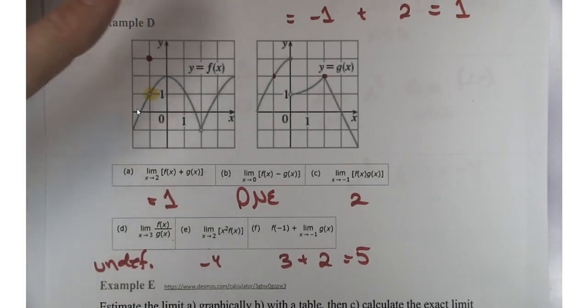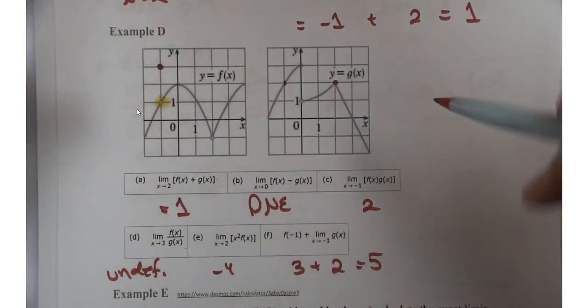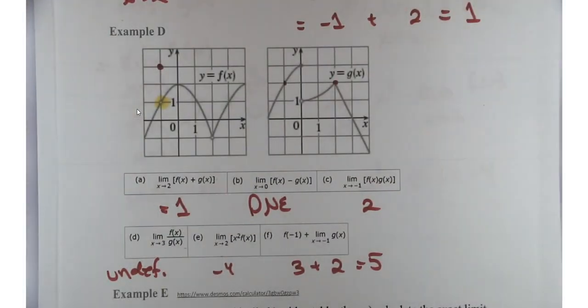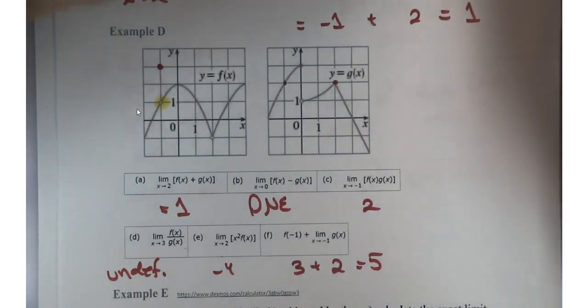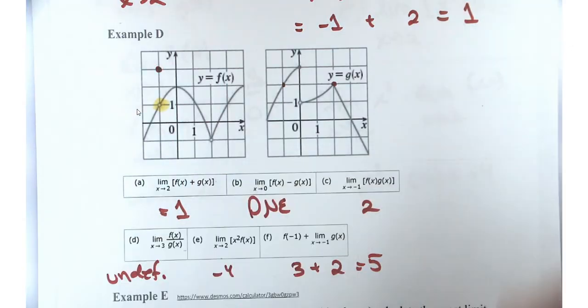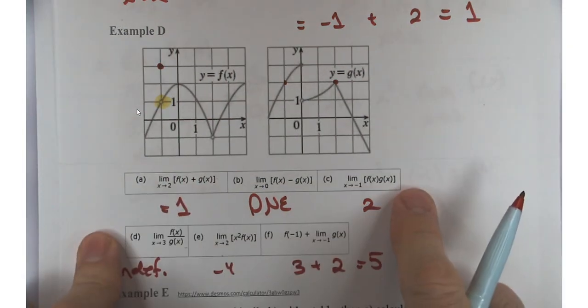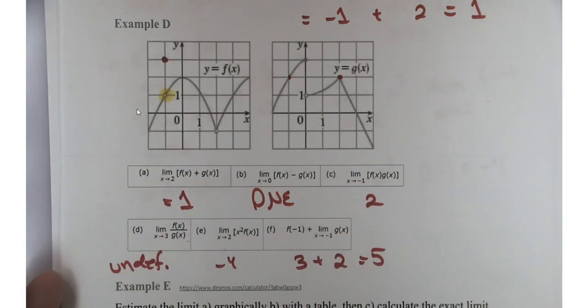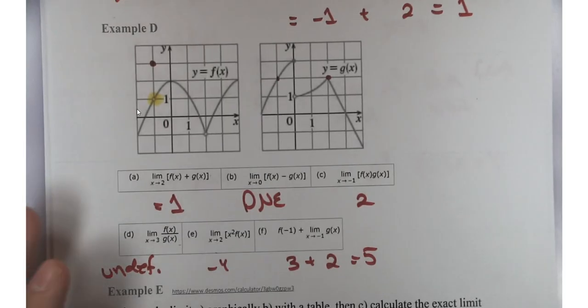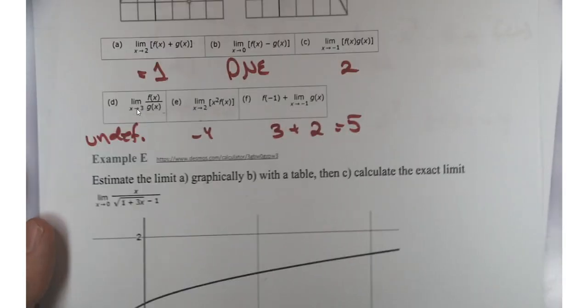Are we okay with example D? All right. So some nice user-friendly things that we can do when we're trying to evaluate limits. I would keep them in mind. They're pretty well-behaved operations in terms of mathematics. Okay. Move on down to E.